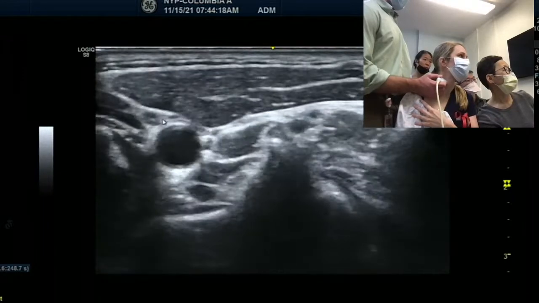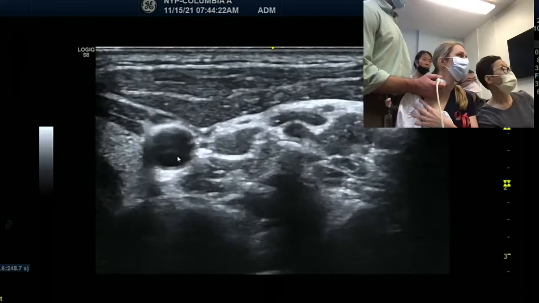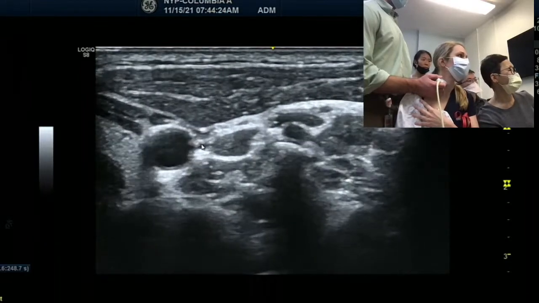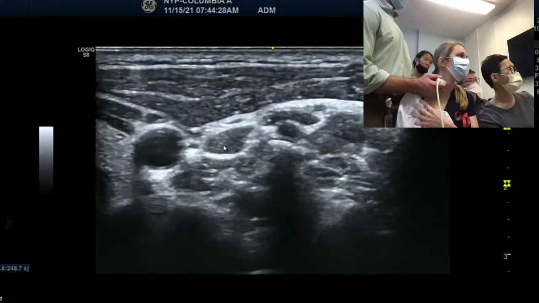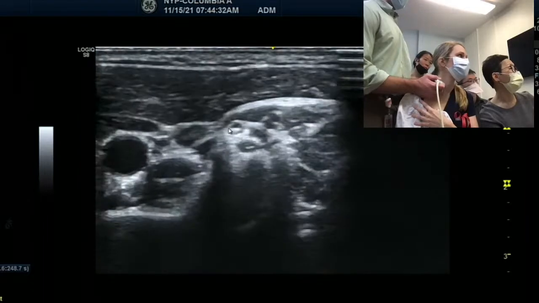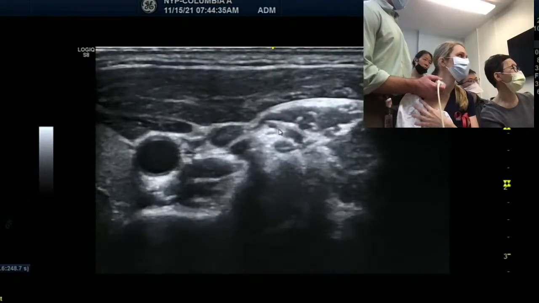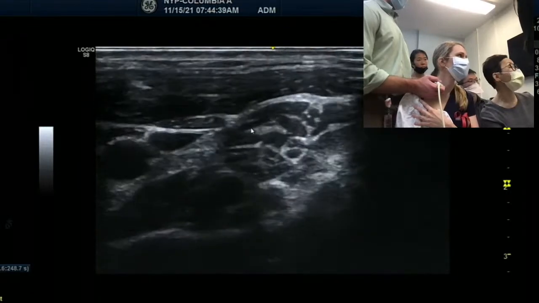Okay. The jugular vein was collapsed. Carotid artery. The vagus nerve is that little guy right here. And then here. What is this one? Is this one C4? It's coming here, but that's the anterior scalene.